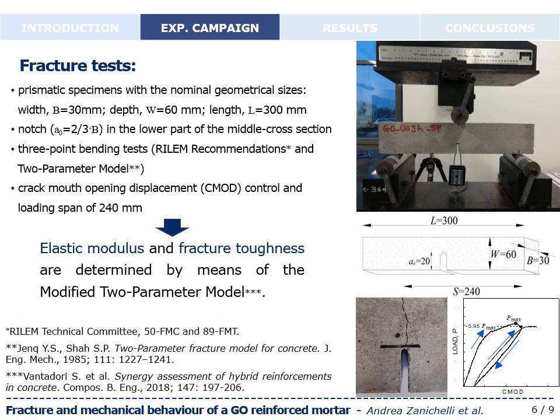Moreover, 5 prismatic specimens with the nominal geometrical sizes reported here and with a notch in the lower part of the middle cross-section have been subjected to 3-point bending tests in order to determine both the elastic modulus and the fracture toughness by means of the modified 2-parameter model.